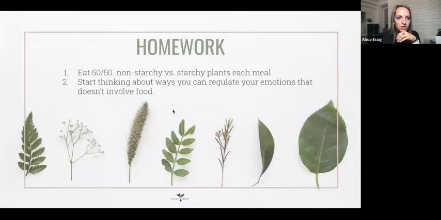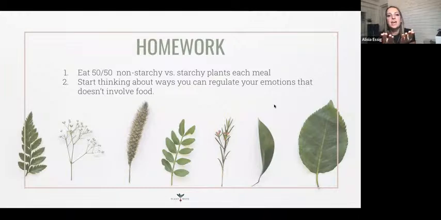And your homework for tonight, if you haven't already written in the chat to tell me what you're going to do, make sure that you set a goal for tonight to eat that 50-50 plate, right? Where 50% is vegetables, and the other 50% is the starchy vegetables, like the rice and beans or the potatoes, that are actually going to help keep you full.